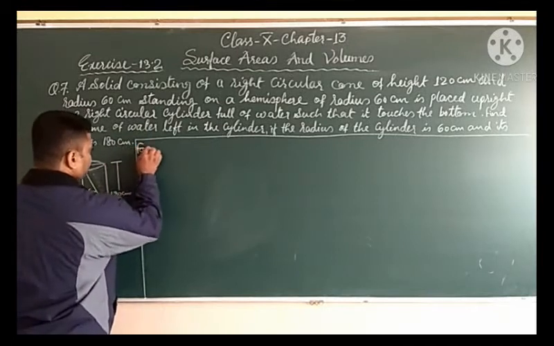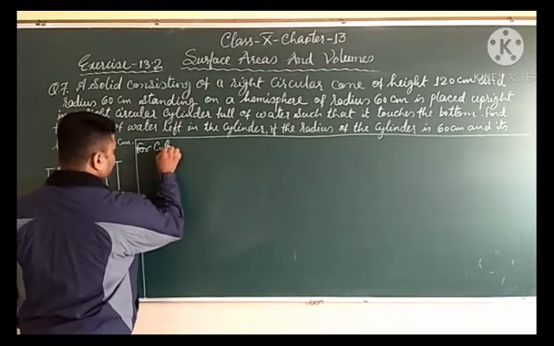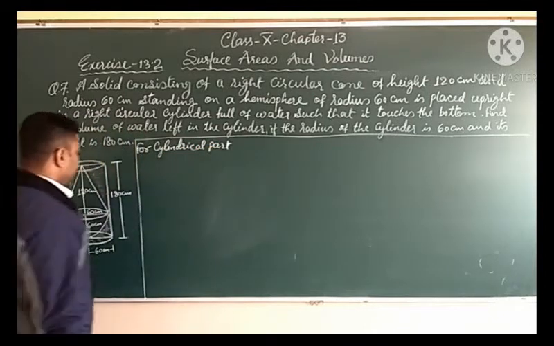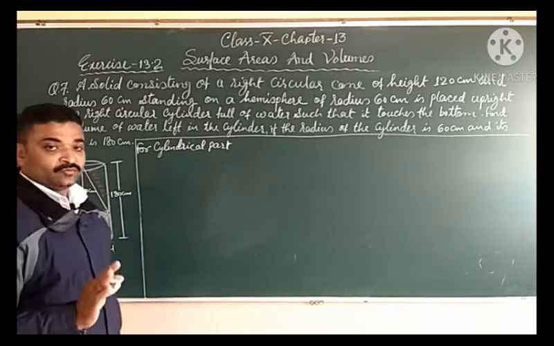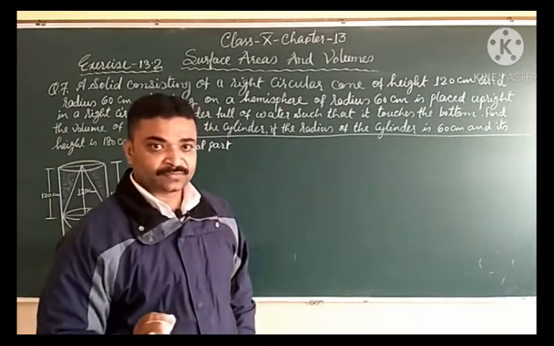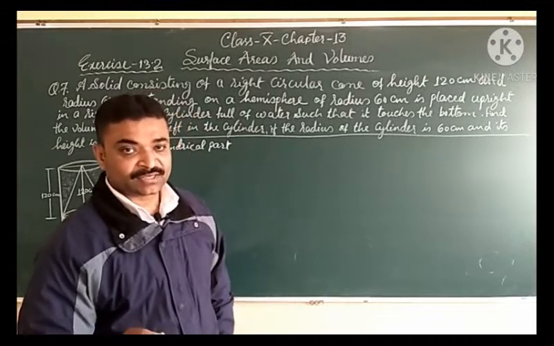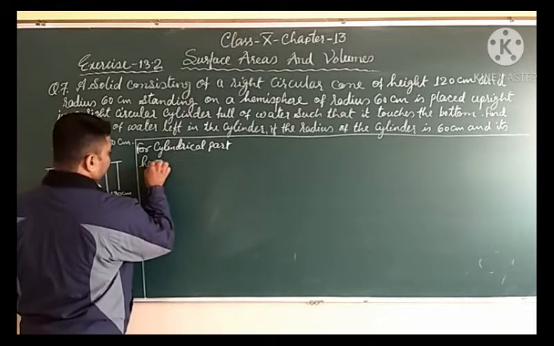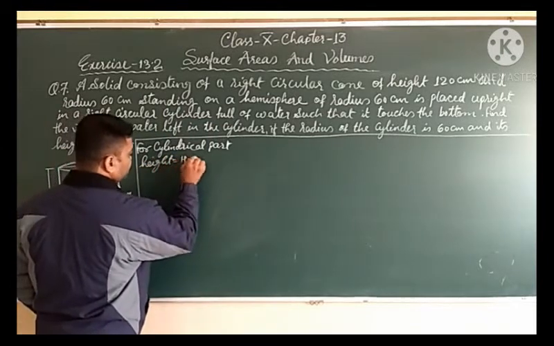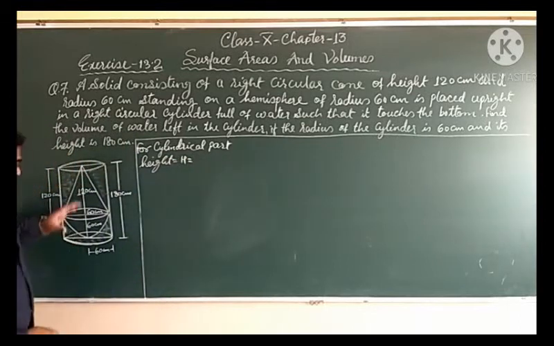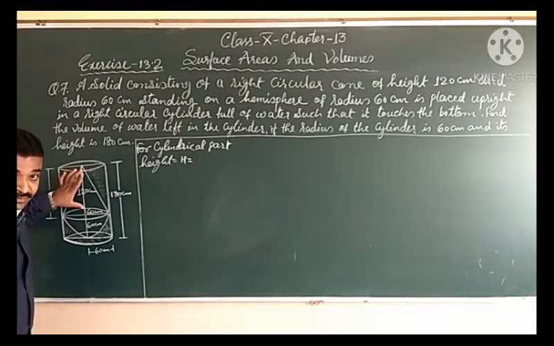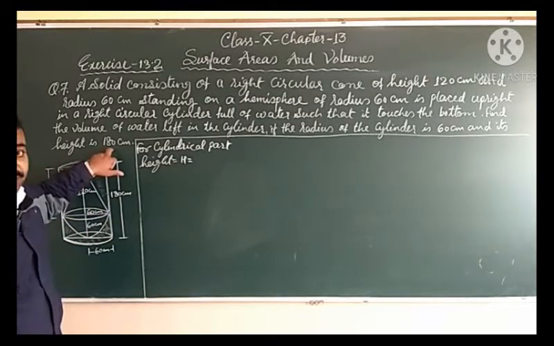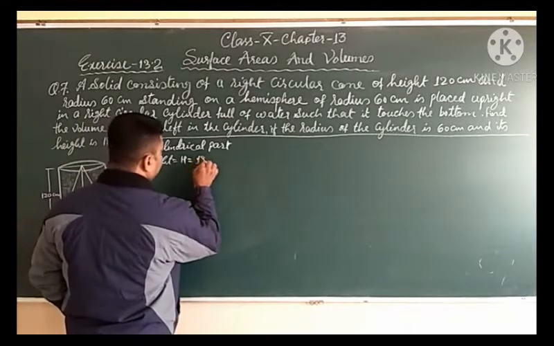For the cylindrical part, you know what is the volume of a cylinder? Yes, pi r square h. That means we need r and h. So height h is equal to, see, this part is 120 centimeter and this part is 60. That means the total height is 180 centimeter. Okay, so 180 centimeter.